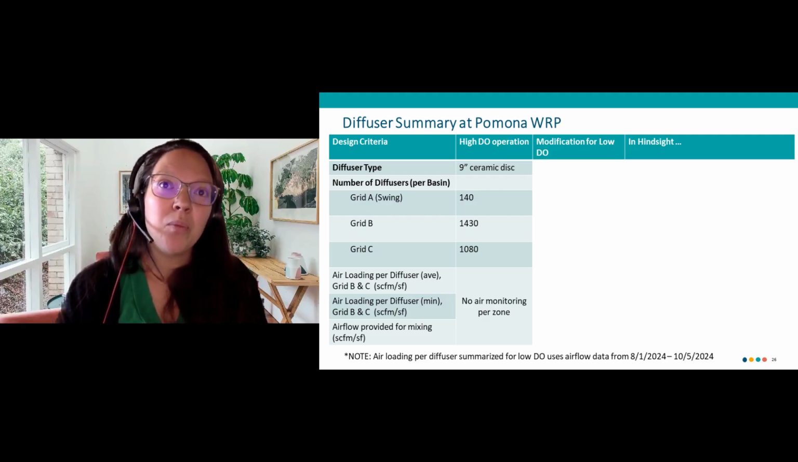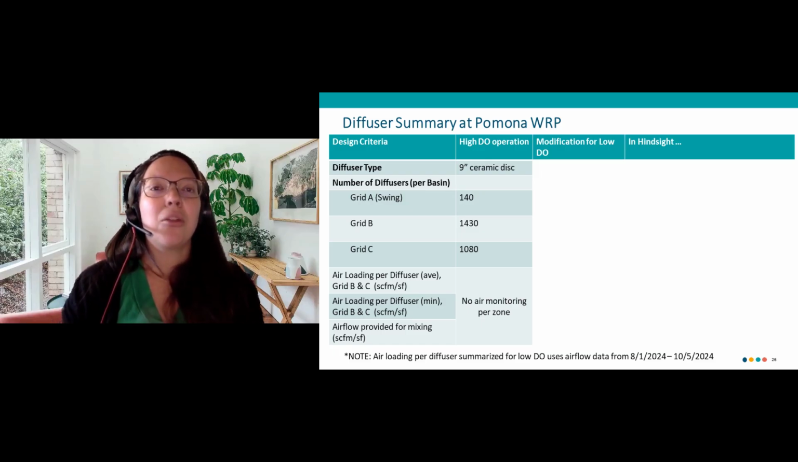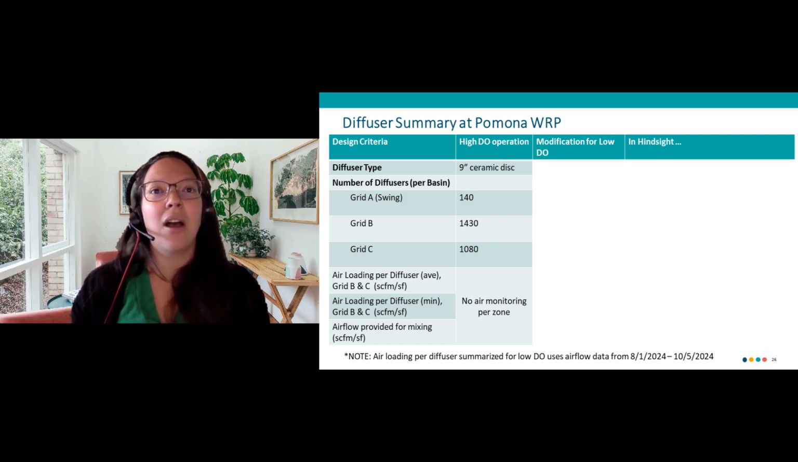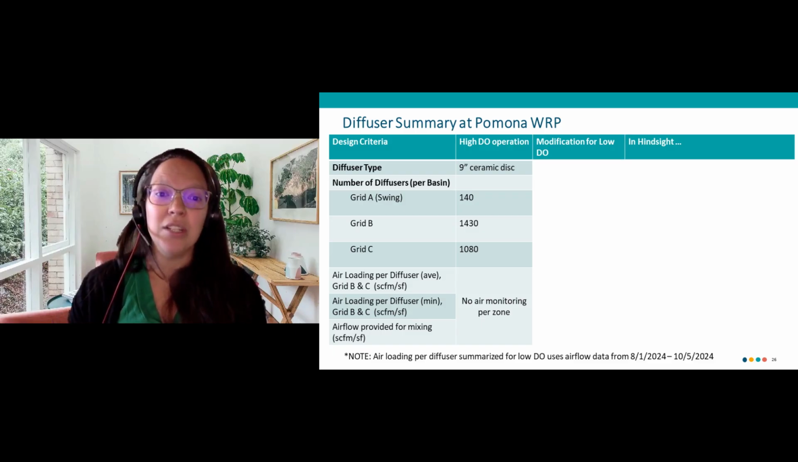So at Pomona, prior to this project, they operated with 9-inch ceramic discs in their 3 aeration grids. Grid A is their swing zone. Grid B and C are their dedicated aerated zones. The decision was made to switch to 9-inch membranes to give us the option to operate with intermittent aeration if we needed to once low DO concentrations were reached.